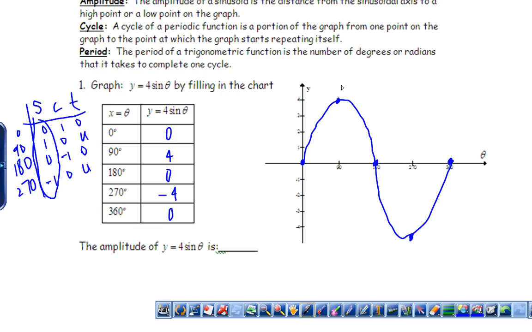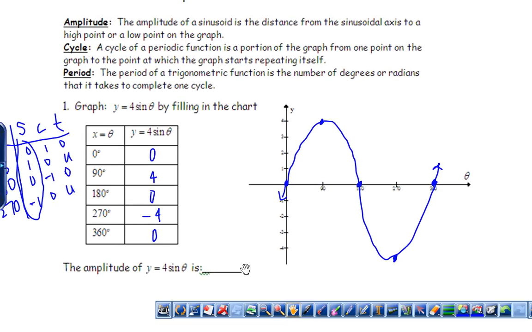So this is a sinusoidal graph, and realistically, this graph does keep going. We're just graphing part of it, okay? This is periodic, so that means that it keeps going in both directions. And we just graphed these specific points. And it says the amplitude of this graph is. So I'm going to go back up and show you what these definitions are.